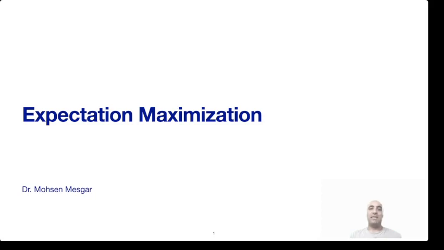EM, or expectation maximization, is a very, very useful algorithm in statistical machine learning. It is one of the basic algorithms, and anyone who is working in the domain of machine learning is expected to be familiar with this algorithm.